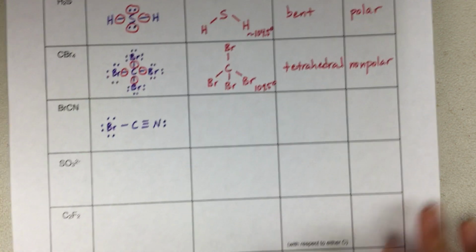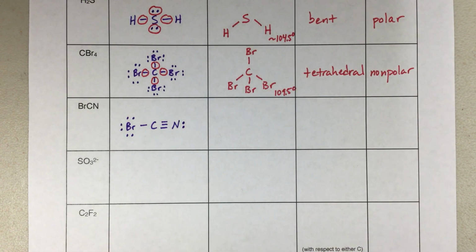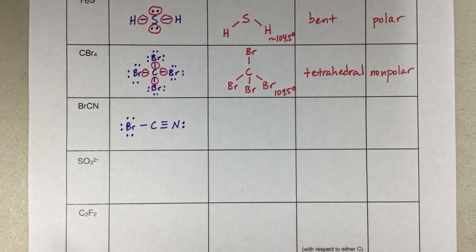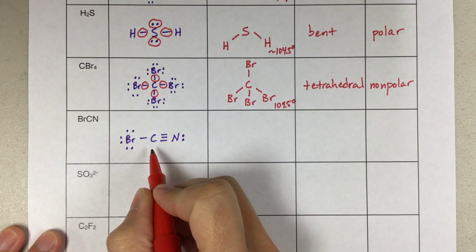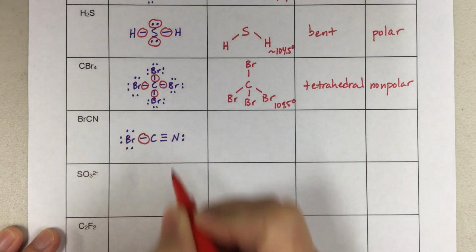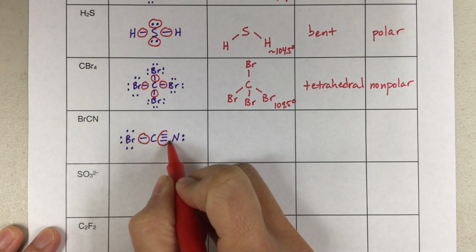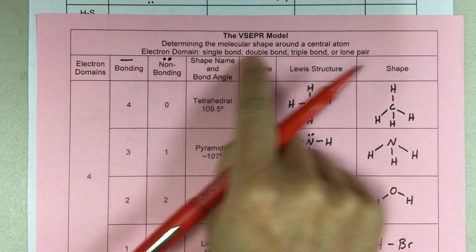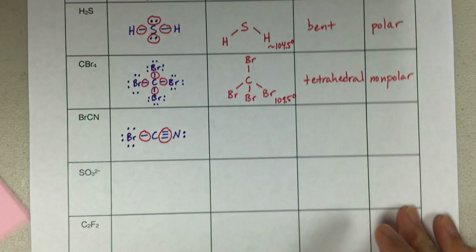All right, let's do BrCN. Okay, this one's a little funky looking. Hopefully you got the correct Lewis structure. It's a little tricky, but when we're determining the shape, we're going to do exactly what we did for the previous ones. We're going to look at the central atom and figure out how many electron domains are around it. So I see one electron domain here, and then here's where it gets tricky. This triple bond is one electron domain. Remember, the definition of an electron domain is a single bond, double bond, triple bond, or lone pair.